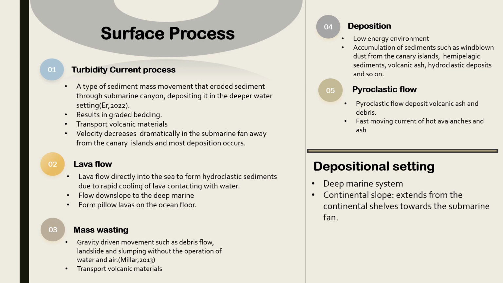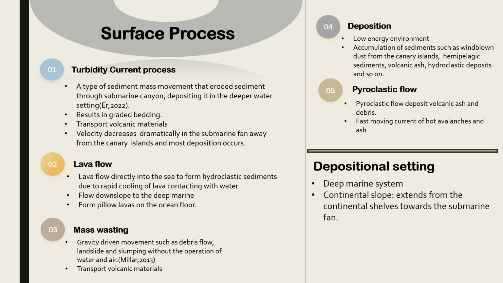Mass wasting is a gravity-driven movement, such as debris flow, landslide, and slumping, and it operates without water and air, and also transports volcanic materials from the volcanic activities. Deposition occurs mainly in the low-energy environments, and it has accumulation of sediments, such as wind-blown dust from the Canary Islands, hemipelagic sediments, volcanic ash, hyaloclastic deposits, and so on.